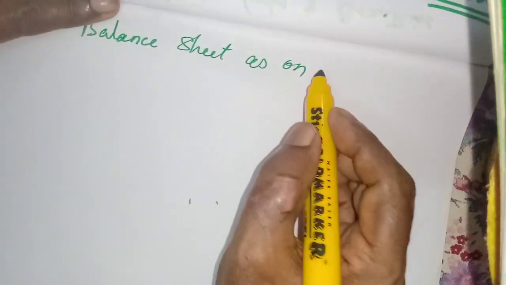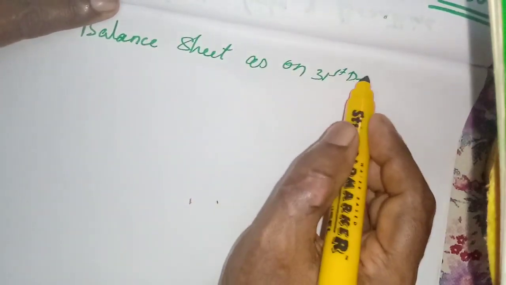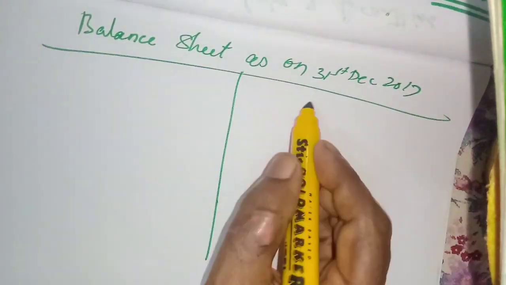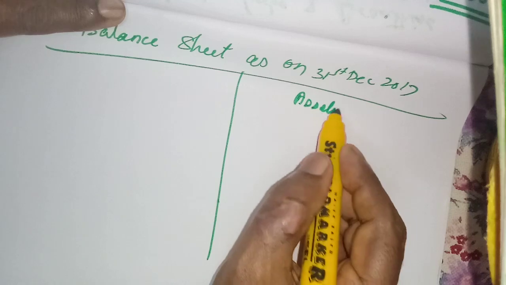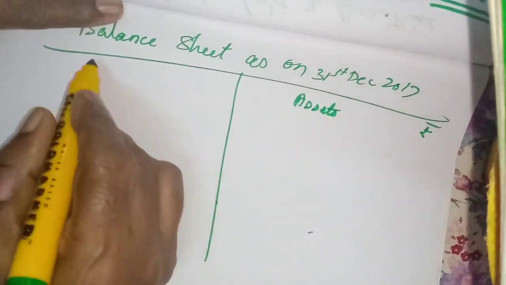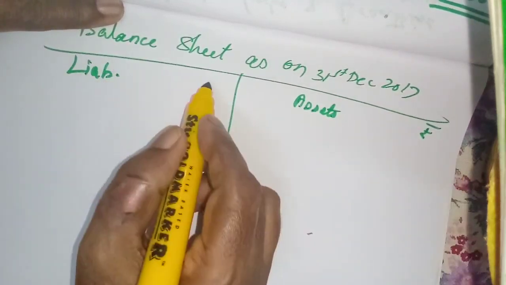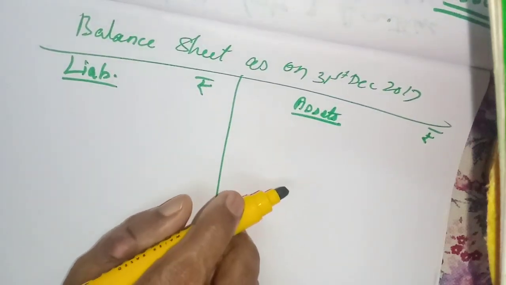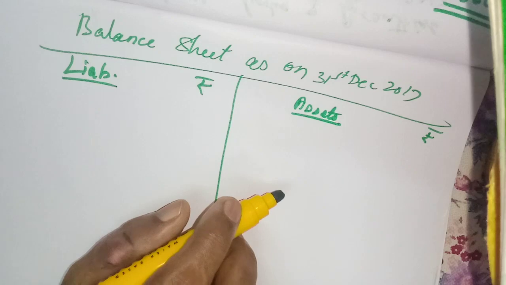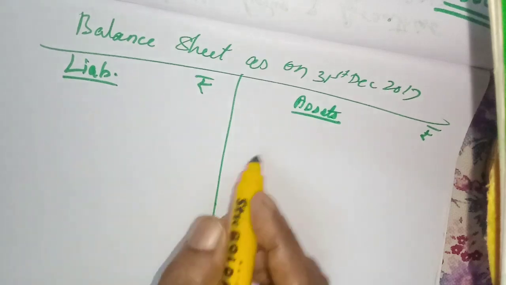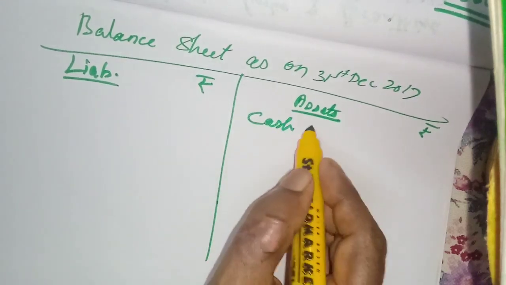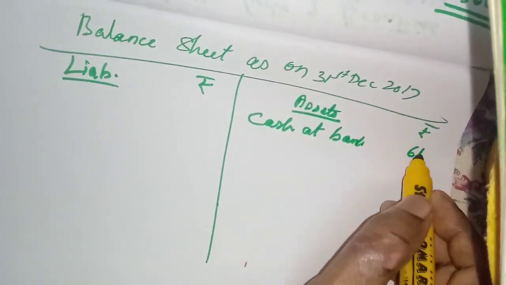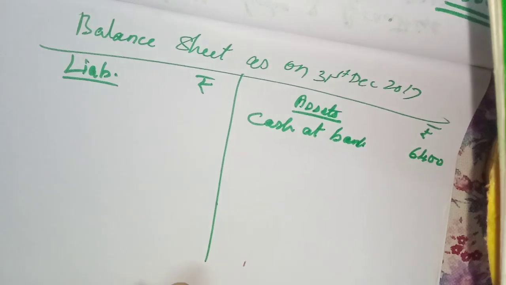31st December 2017. Okay, then assets, rupees, liabilities, rupees. Okay, now we will write first one, cash in hand, cash at bank. Here only cash at bank is given, isn't it? Cash at bank 6,400.